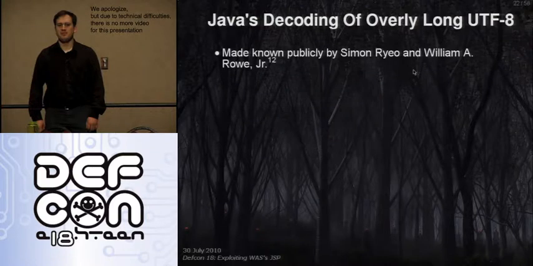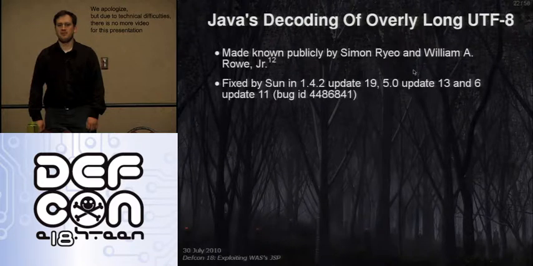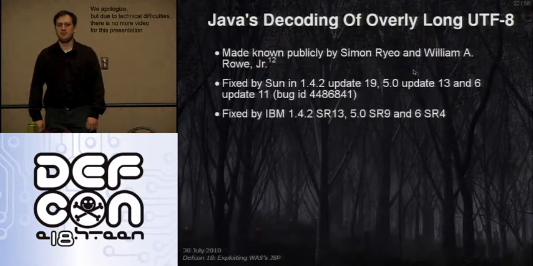It decodes the really long ones. This was made known as part of another Tomcat vulnerability by Simon and William, and I'm not going to try to pronounce that sentence, I'm sorry. It was fixed by Sun in their JVM quite some time ago, and it was also fixed by IBM. They share a lot of common code, and so they share a lot of security fixes.